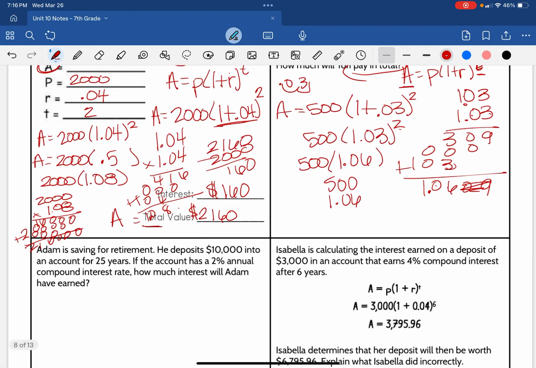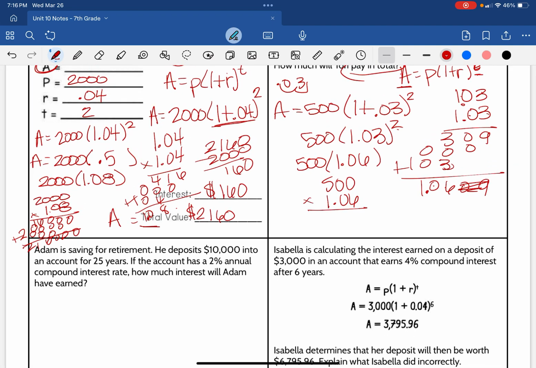I'm going to move this up a little bit. Sorry, y'all. Times 0.0009. 1, 2, 3, 4. So 0.0035, and there's 2 decimal places. So the total is $530.